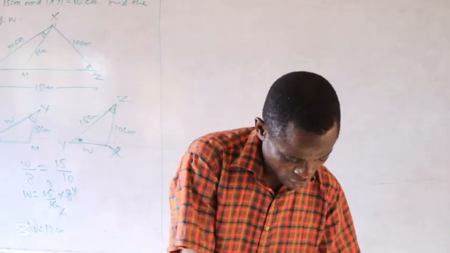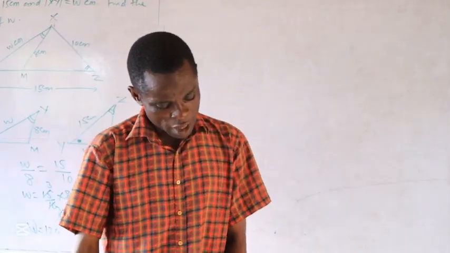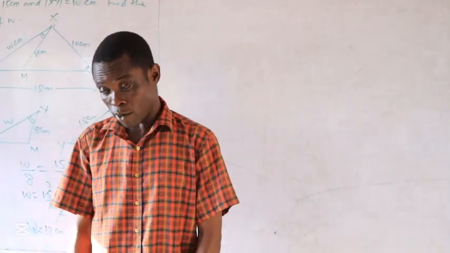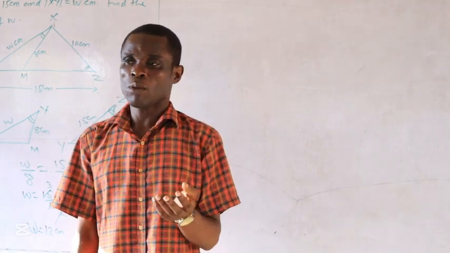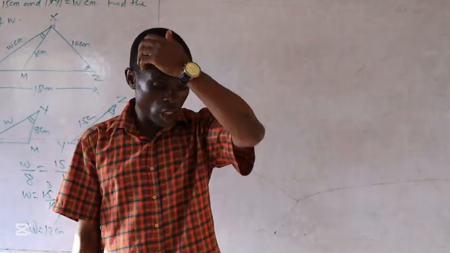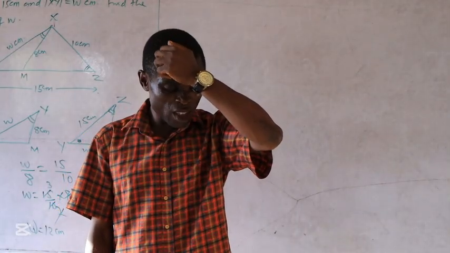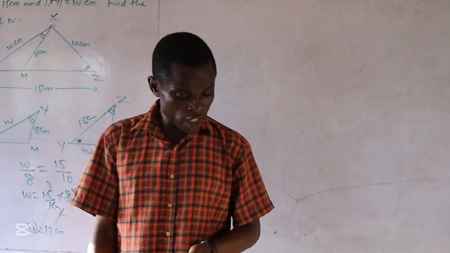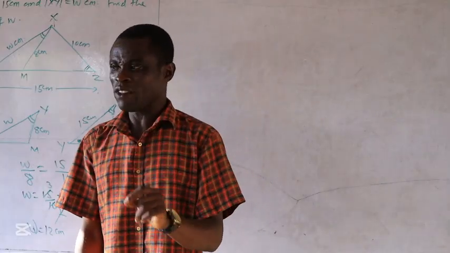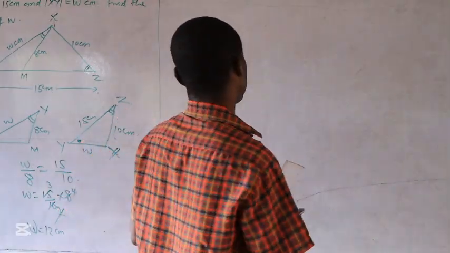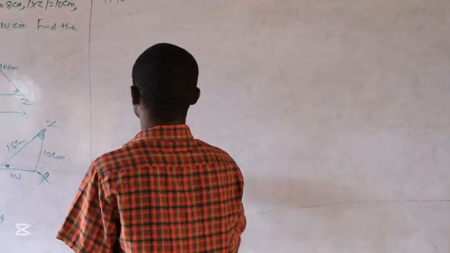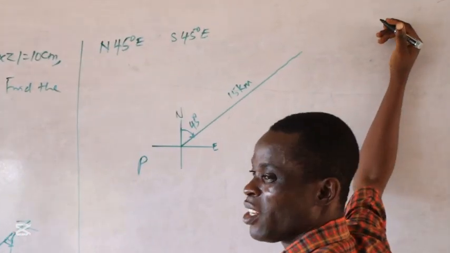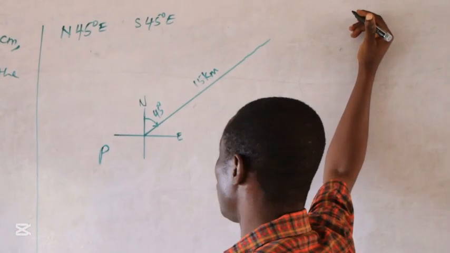Now, when you have a question like this with the bearing in this form, you have two ways of expressing bearing. You can use compass bearing, or you can use three-figure bearing. What we have in this question is compass bearing, where we have north 45 degrees east. We have a ship leaving port P. You don't need to measure this length.